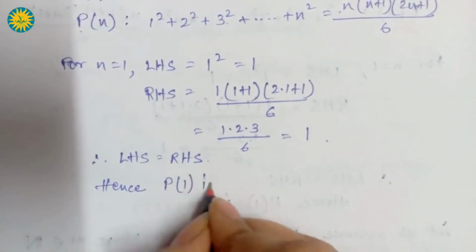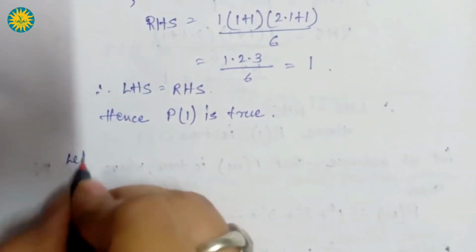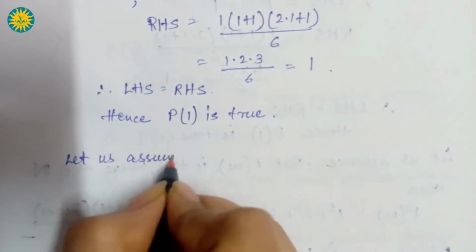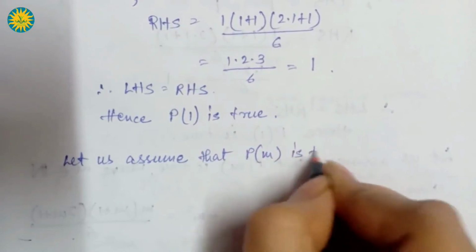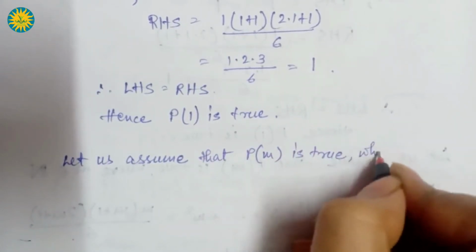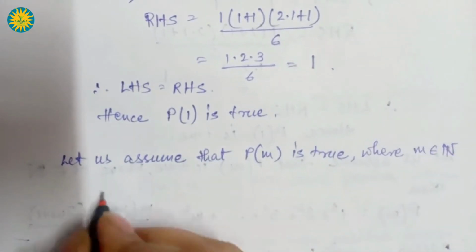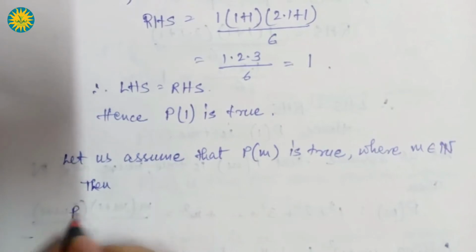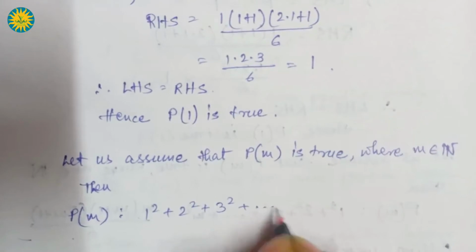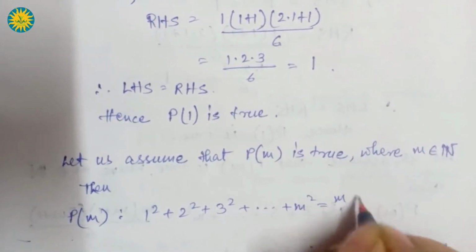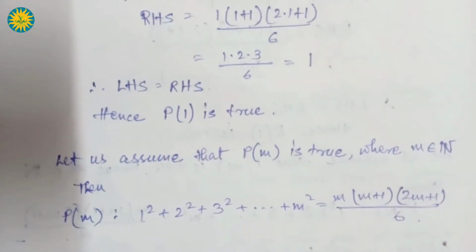This means that P of 1 is true. Now assuming that P of m is true, where m belongs to natural numbers, then P of m is the statement 1 square plus 2 square plus 3 square till m square equals m into m plus 1 into 2m plus 1 by 6.